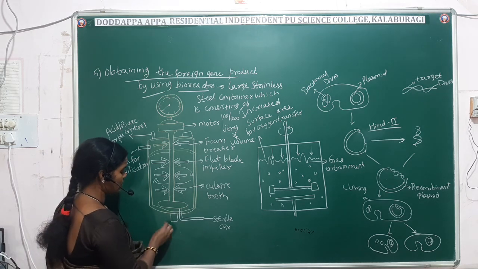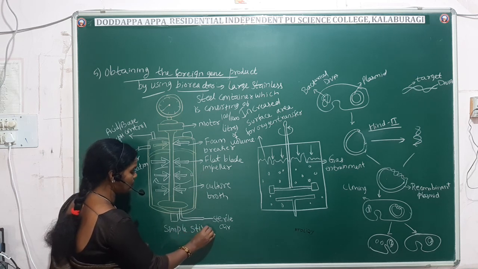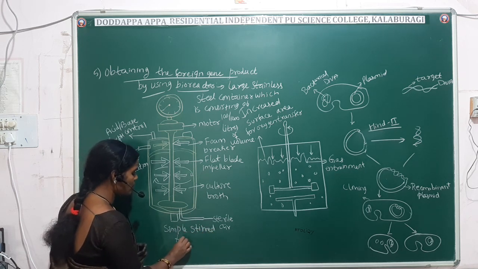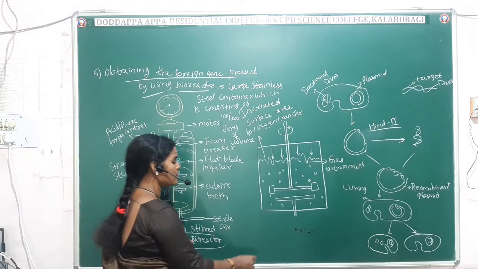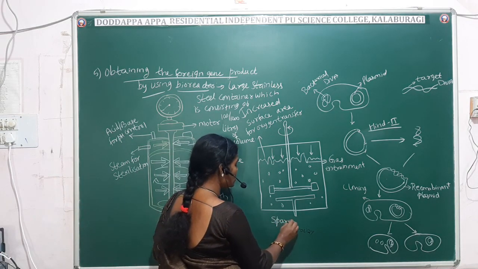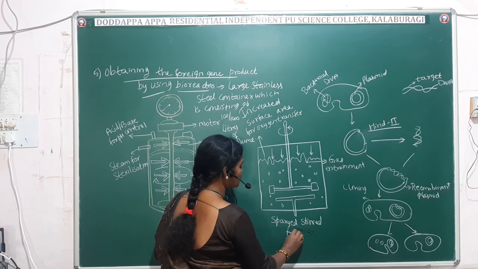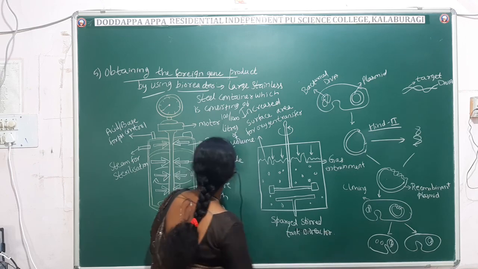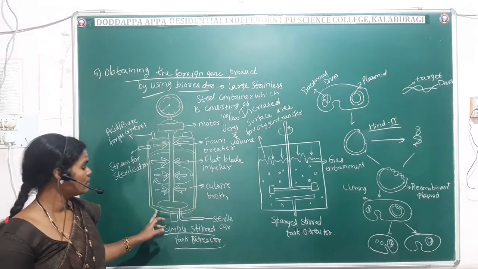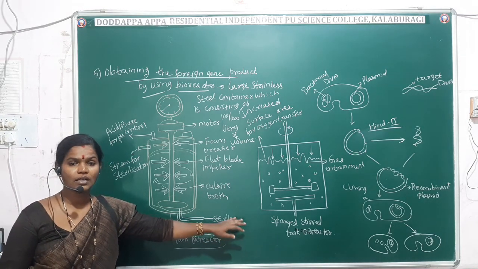Now see here, bioreactors are of two types. This type of bioreactor is called the simple stirred tank bioreactor, and this type is called the sparged stirred tank bioreactor. This one is the simple stirred tank bioreactor, and this one is the sparged stirred tank bioreactor.